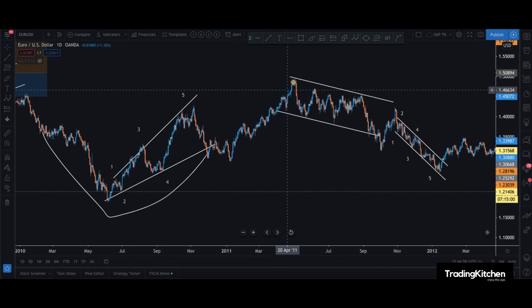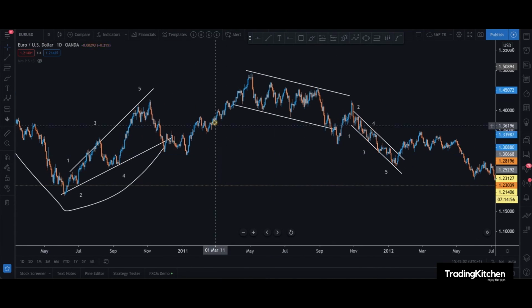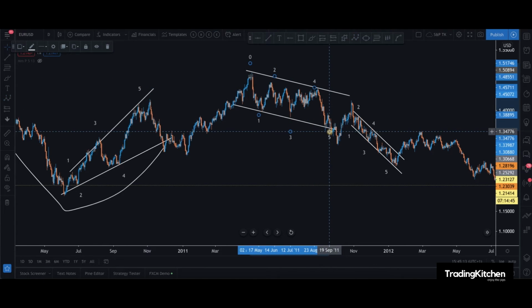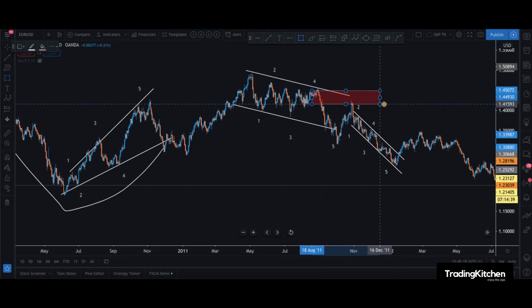Here we have impulse down, impulse up, channel down. But this is not a very good pattern that we're looking for, because as you can see, 0.4 is not reached. So move on.